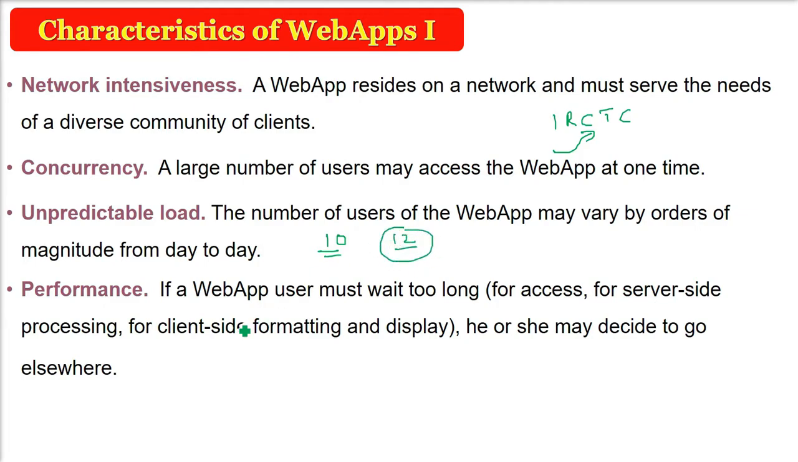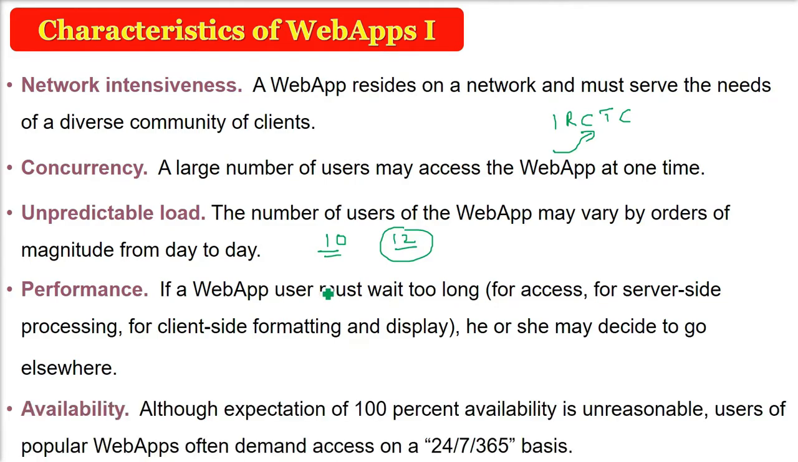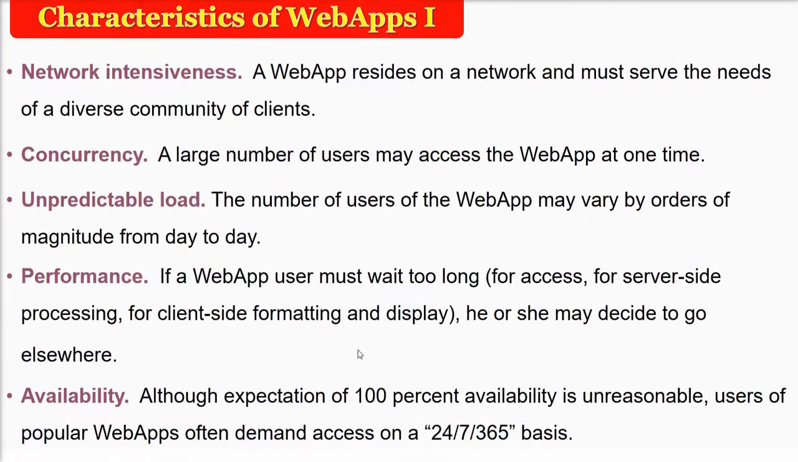And what about performance? If you are making a web app and you see that the performance is not good, some round hourglass is coming, people will go somewhere else. Availability. See, a few days back WhatsApp and Facebook were not there. It went down for say 6 hours. And people all over the world went crazy because now they have a dependency on it. Availability is an issue. We need 24/7, which means every day, 365 days in a year.